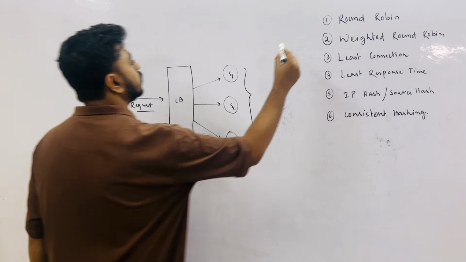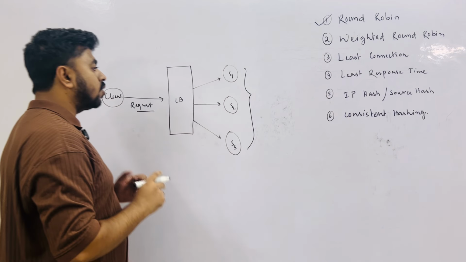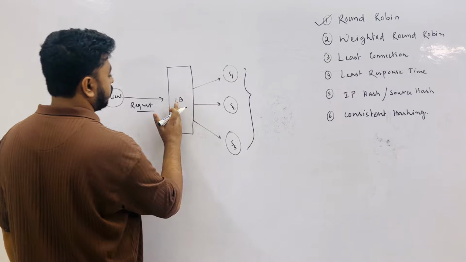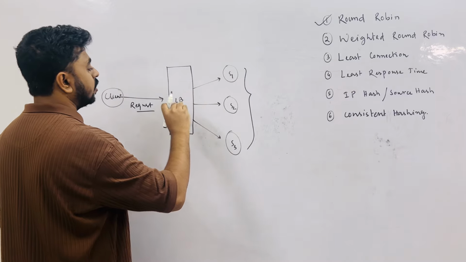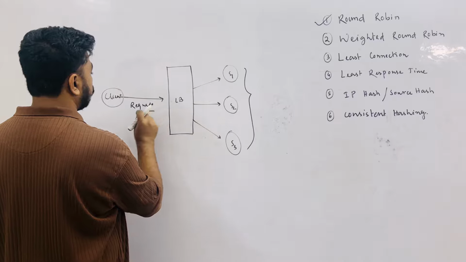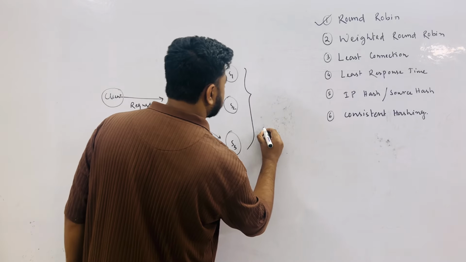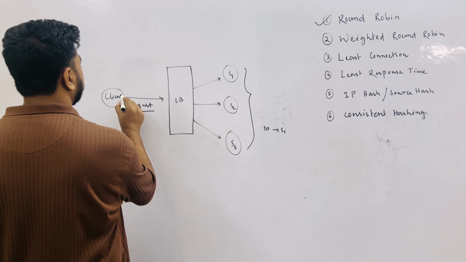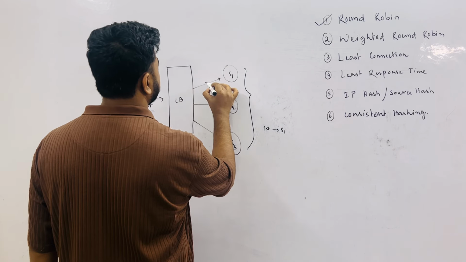So the first algorithm is round robin. So round robin is what? Whenever a request is coming, what will happen? It is a counter, okay. So what will the load balancer do? The load balancer will send the first request to S1. So when the first request comes, it will send to S1.